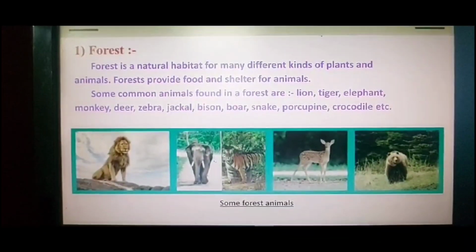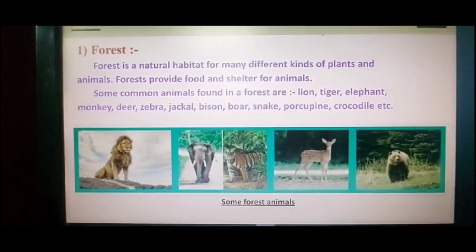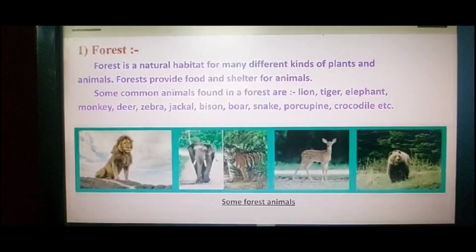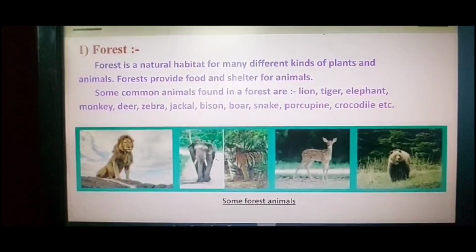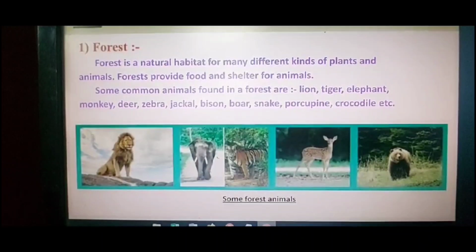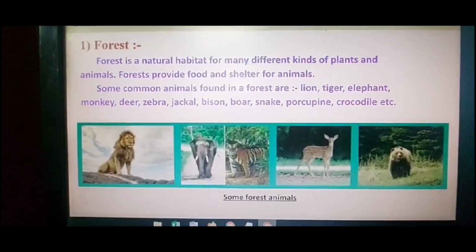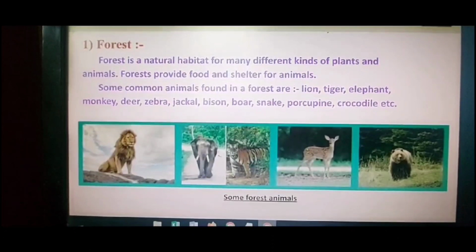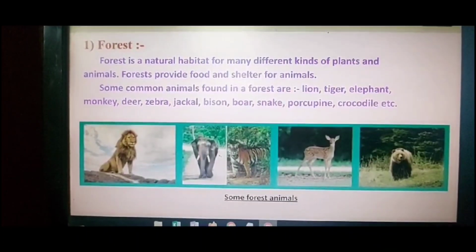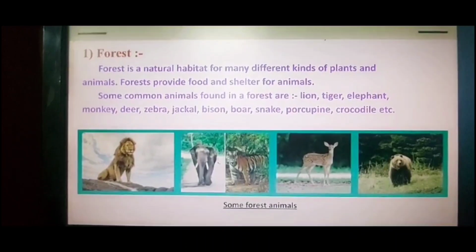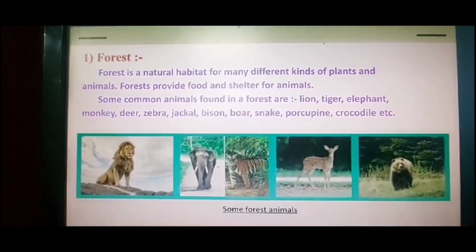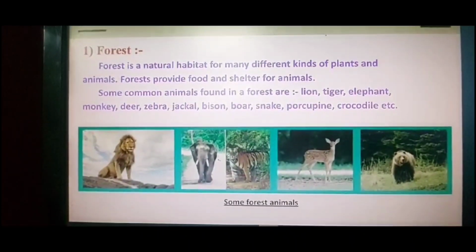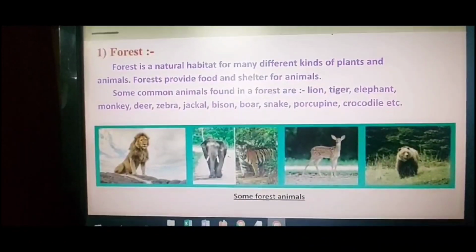Apart from this, food, shelter, and you have a companion. When we have food, shelter, and companion, we also call it a complete habitat, or also called a niche. That we'll be studying in the later classes. Now, you have understood what is forest and the various animals and plants present there. Now, let's make the third definition of forest.